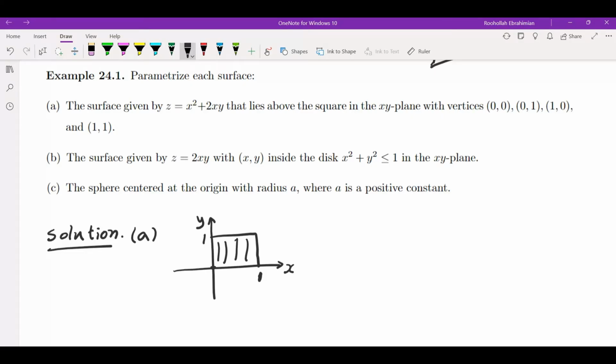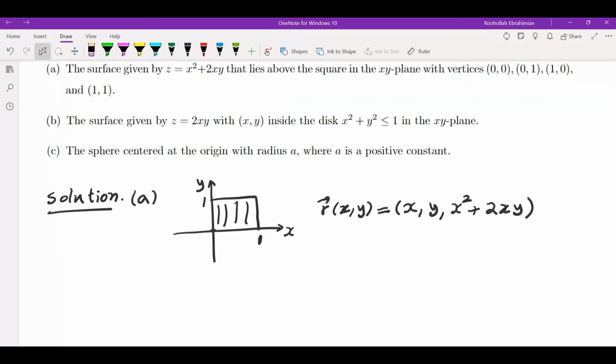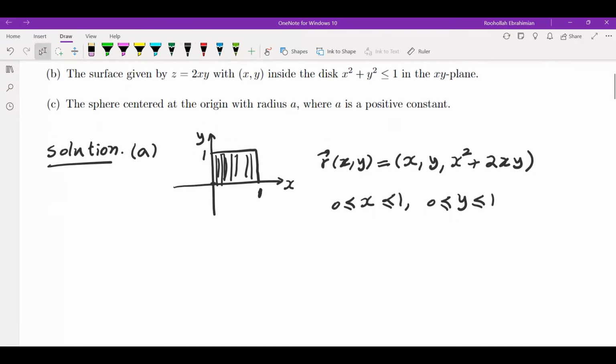So how can we parameterize this surface? Well, we could say the x-coordinate is just x, the y-coordinate is just y, and the z-coordinate is evaluated by x squared plus 2xy. Now, any parameterization must come with the limits of parameters. So what are the limits of x? The limits of x from the diagram are 0 and 1, and so are the limits of y. So this region is a vertically simple region, and it's also a horizontally simple region. So we could parameterize it this way.